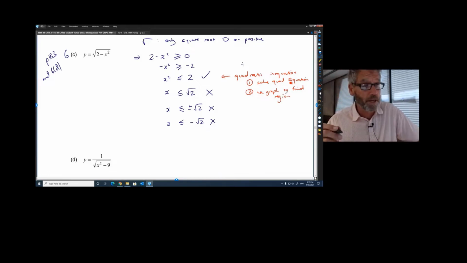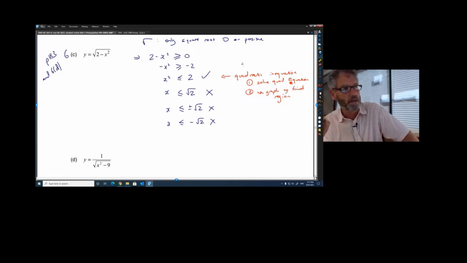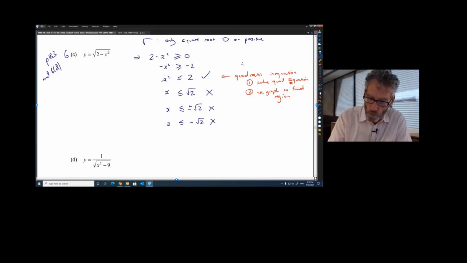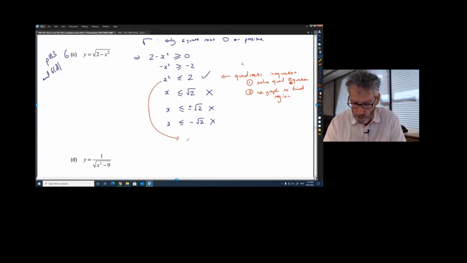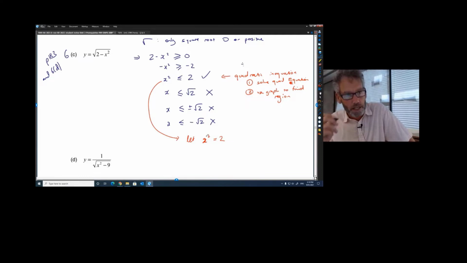I can tell you from doing this 27 years that students who do this method tend to get these questions right. So if you have your own method, that's fine. But if you're not sure about these, or you haven't been too good at these ones, this method works. So from here, what you should do is change your inequation into an equation, let x squared equal 2, and solve that. That's an easy solve. That means x equals plus or minus root 2. And if I write let at the front, I can do that and change the question slightly.